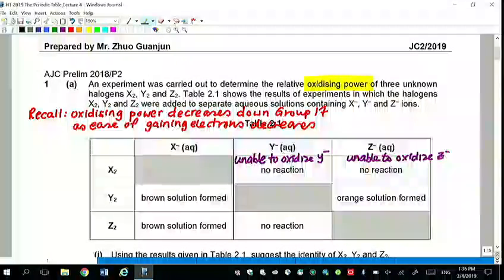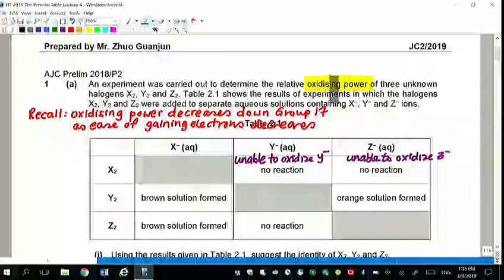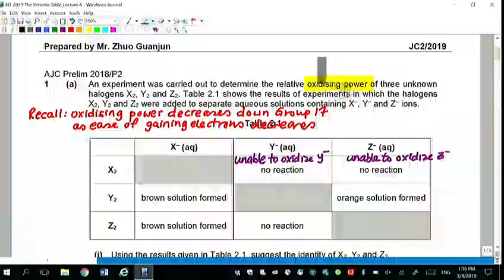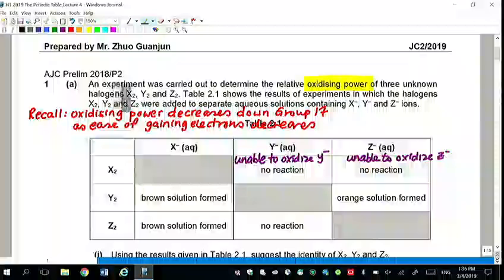equation. So when I start to read this question, an experiment was carried out to determine the relative oxidizing power. So first thing I'll take note of is oxidizing power. Then of three unknown halogens. Once I see oxidizing power, halogens, then what needs to go through my head is that I need to start to think, what is the trend of oxidizing power down group 17?